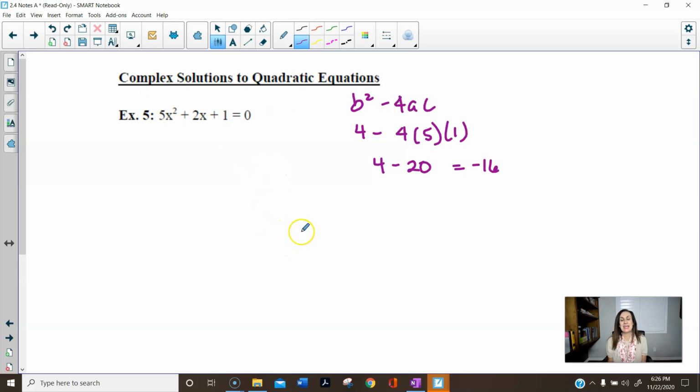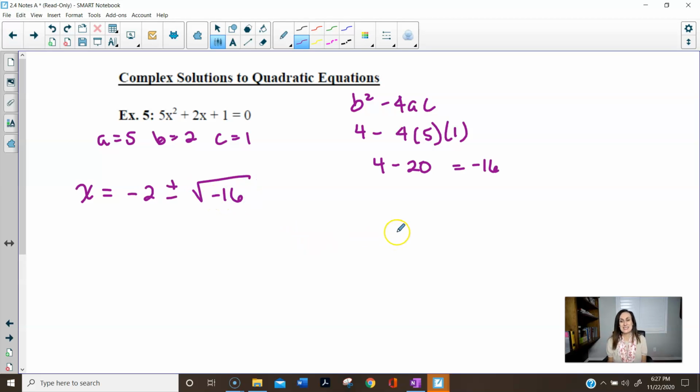And this is why we're getting complex solutions. So let's go ahead and use the quadratic formula. A is 5, B is 2, and C is 1. And let's plug it in and see what our 2 solutions are going to be. So x equals the opposite of b, -2, plus or minus the square root of b squared minus 4ac. By the way, I already did b squared minus 4ac. It's -16, all over 2a, and a happens to be 5.